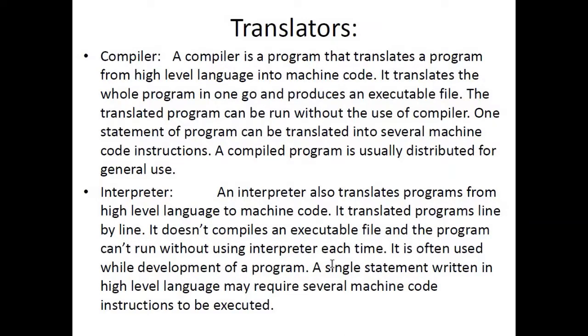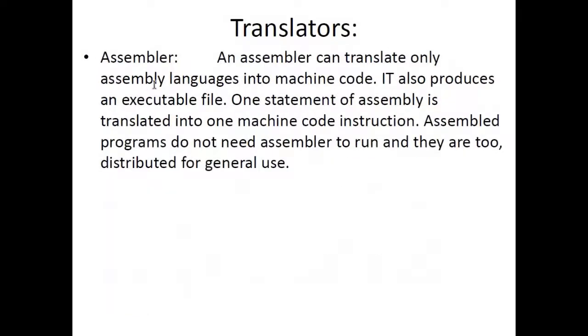Whereas during development, after writing every 50 or 20 lines of code, we run an interpreter to check whether the lines of code we have written are okay or whether they contain an error or not. A single statement written in a high-level language may require several machine code instructions to be executed, or you can say a single statement written in a high-level language is translated into several machine code instructions.